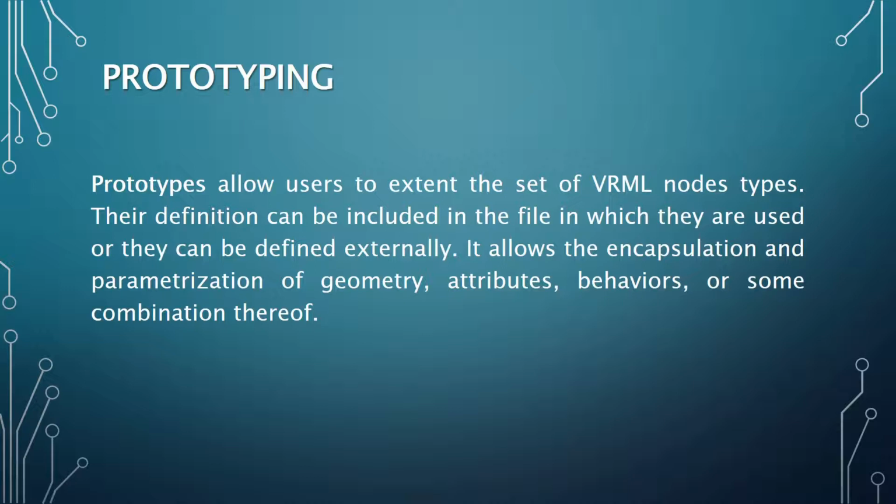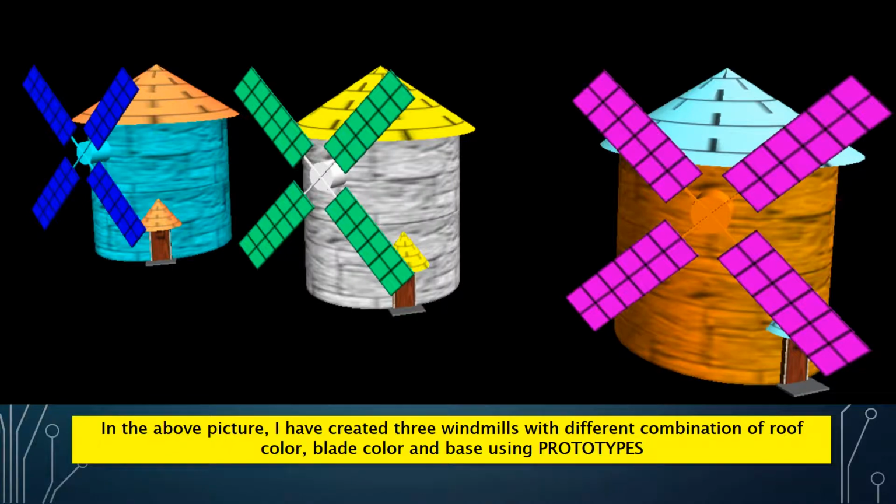So a prototype allows the user to extend a set of VRML node types. Their definition can be included in the file in which they are used, or they can be defined externally. It allows encapsulation and parameterization of geometry, attributes, behavior, and some combination of all these things. Now the simple definition is like this.